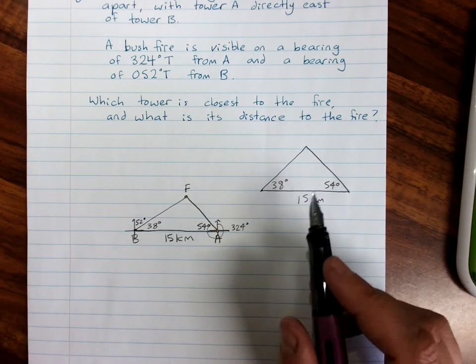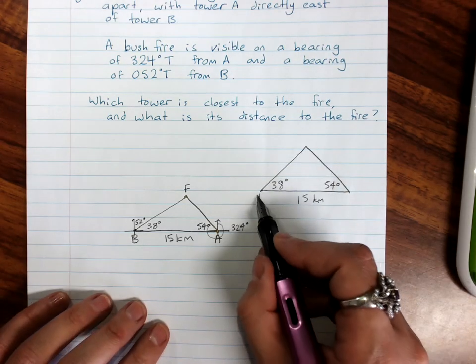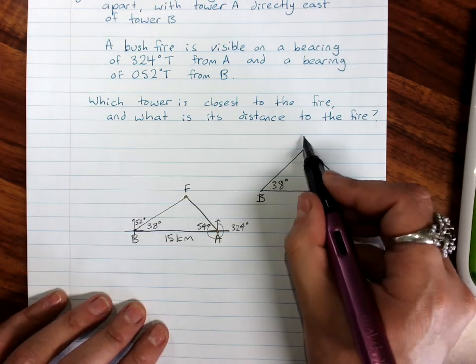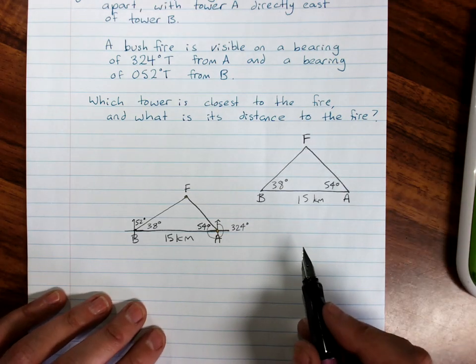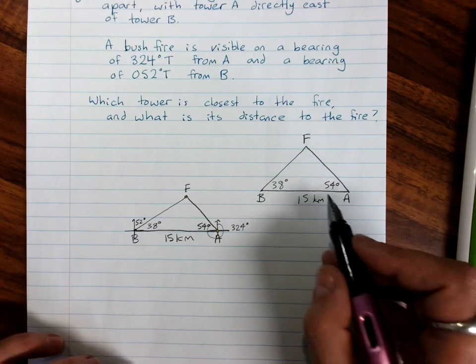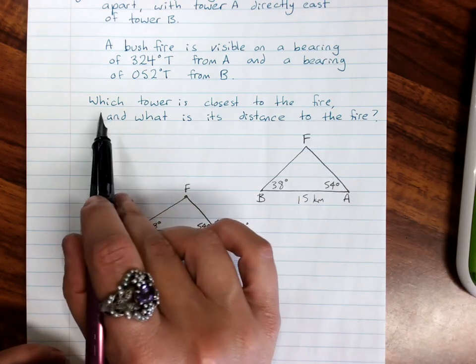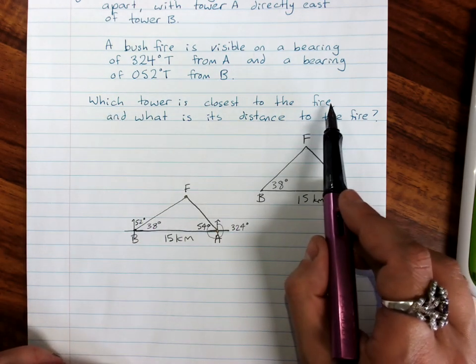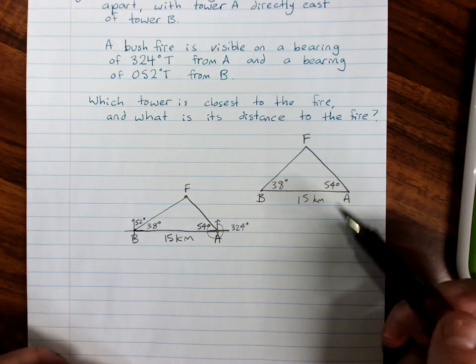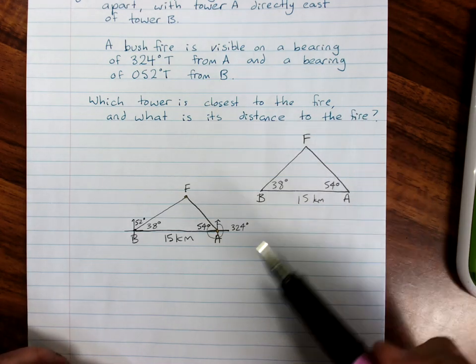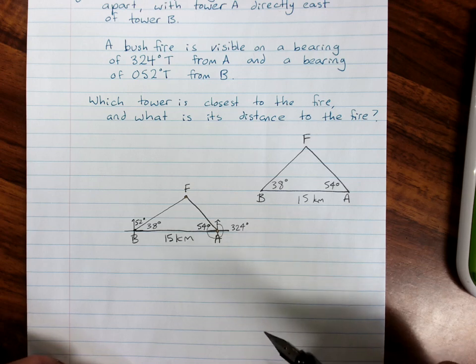Now, which tower is closest to the fire? So I've got B and A, and I just labelled the fire F because you can actually have any letters in the sine rule. It doesn't have to be A, B and C. Now, which tower is closest to the fire? This relies on the rule that the longest side of a triangle is opposite the largest angle, and the shortest side of a triangle is opposite the smallest angle.